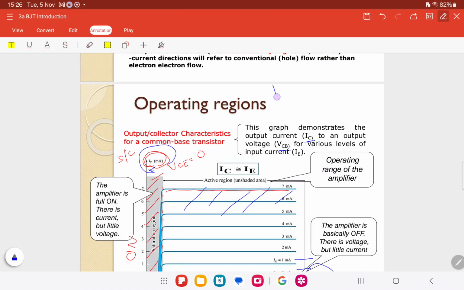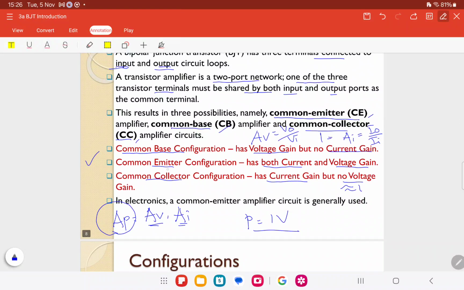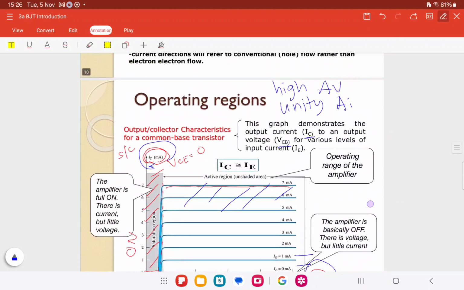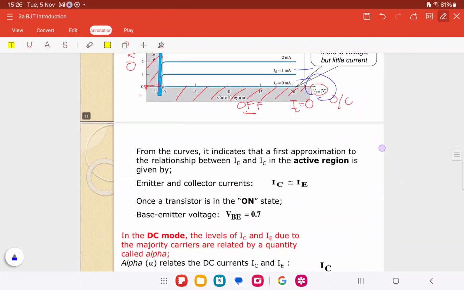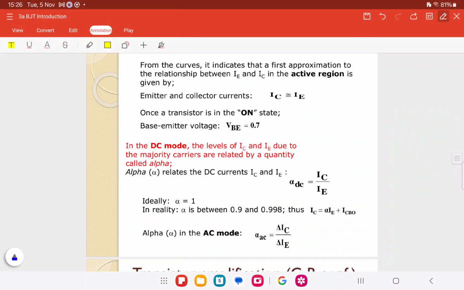Common base dia ada high apa? High AV, unity AI. Yang ni tadi, this one. Common base, high voltage gain, no current gain. Okay, for common base. Right, this one is for the analysis dia.